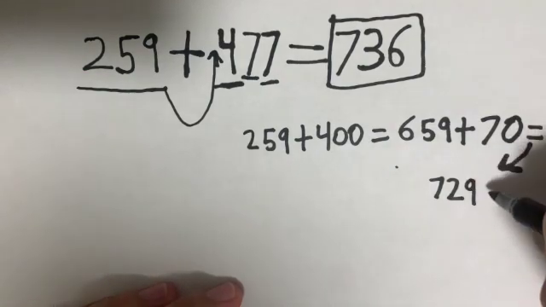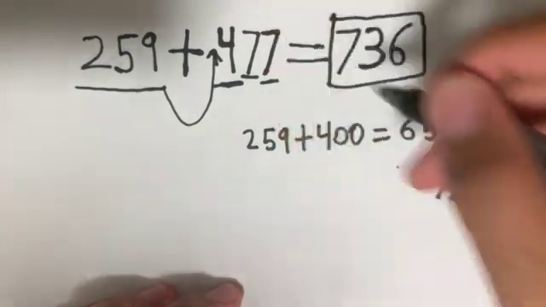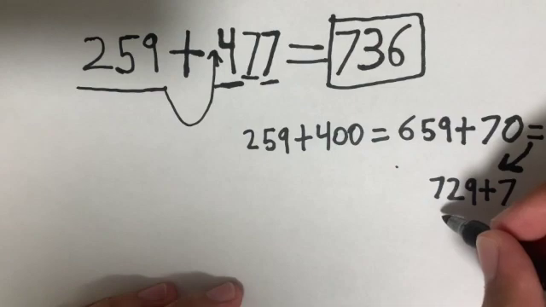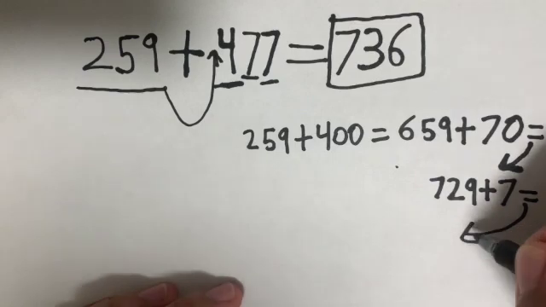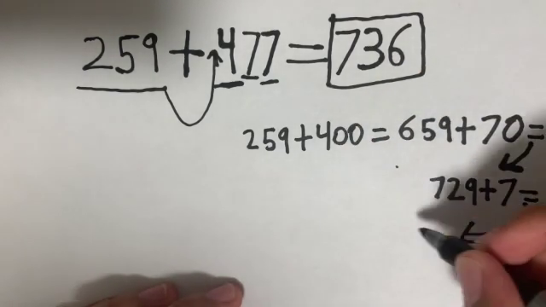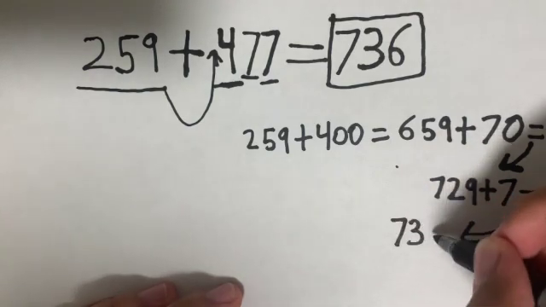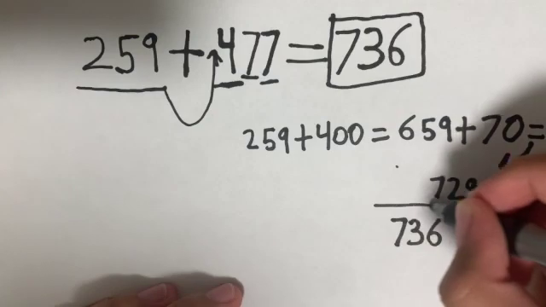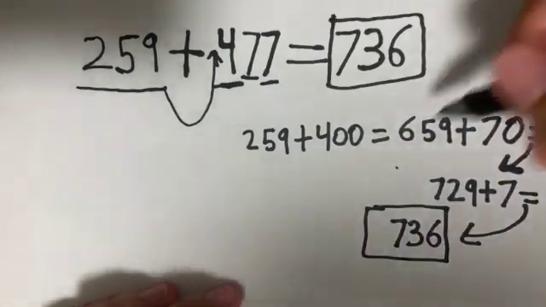And then plus 7, because the ones place is 7, you get your final answer to be, alright, I should have put it here, but it's fine. 729 plus 7, 736. Simple as that.